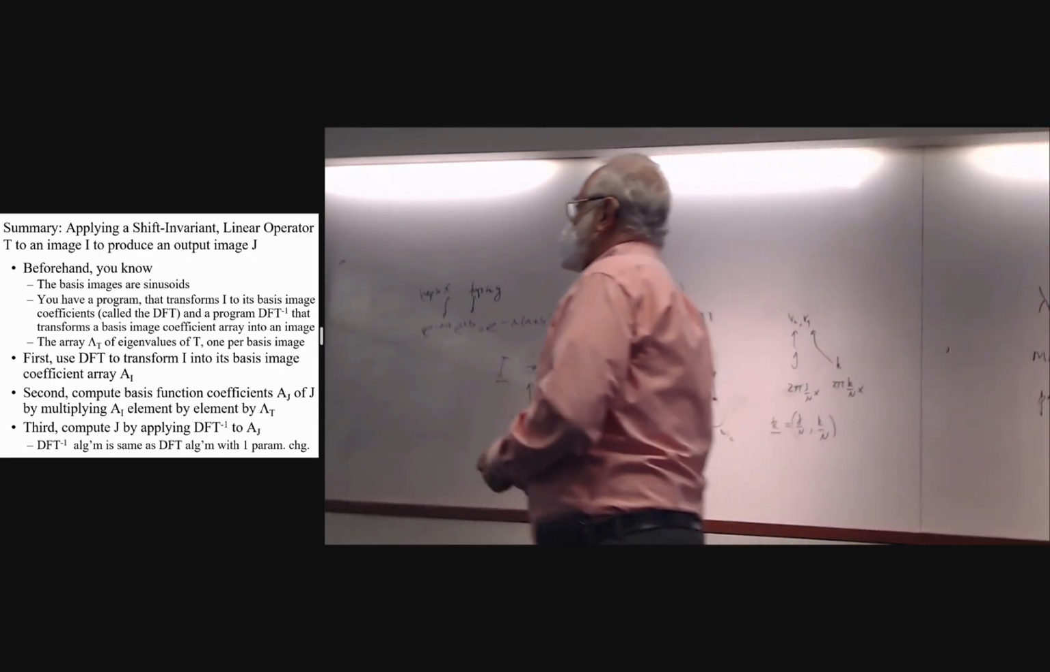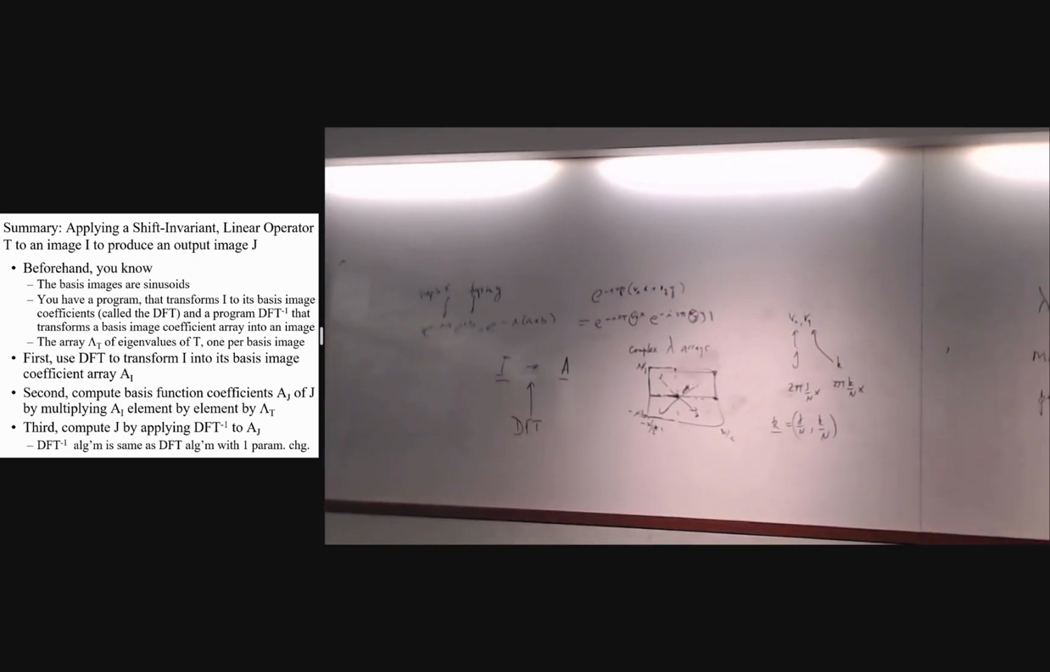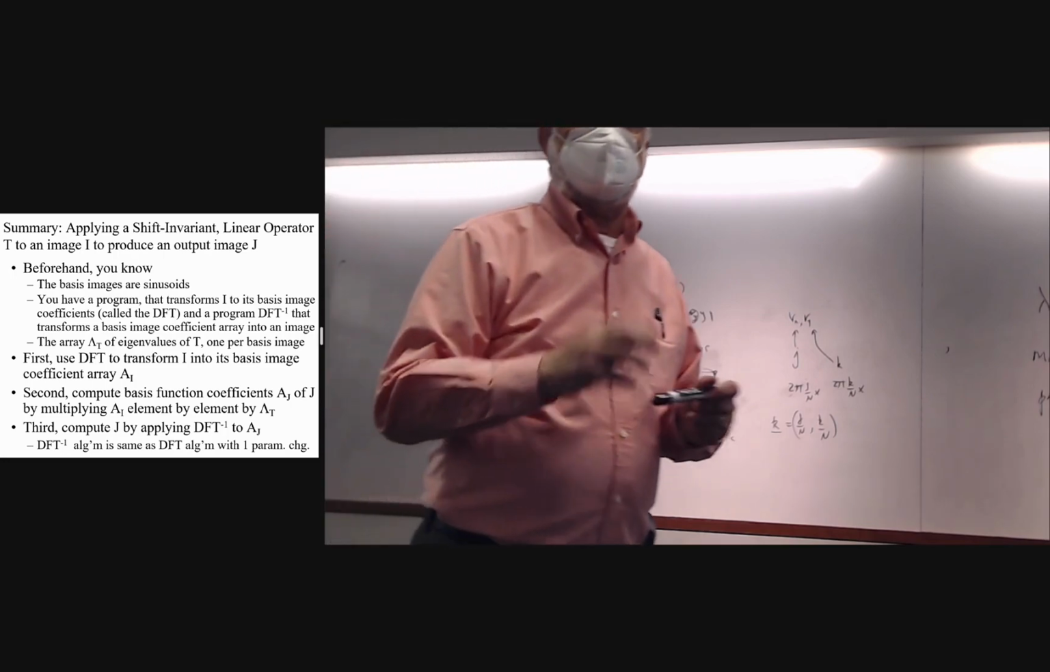So the way we're going to apply shift invariant linear operators is we use the DFT to go over. We then get new coefficients by multiplying each one of the coefficients by the corresponding lambdas. And then we apply the DFT inverse to the result. And we've applied the shift invariant linear operator.